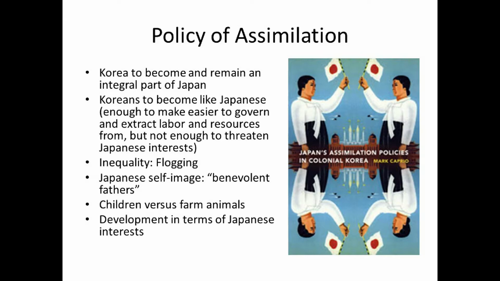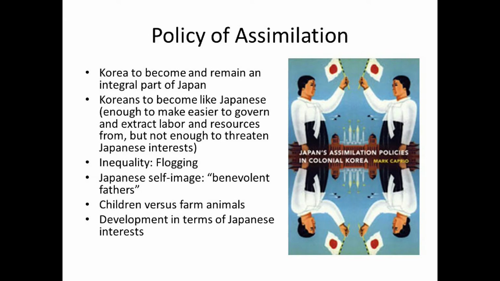Now, in practice, what this meant was that Koreans were to become enough like the Japanese to make it easier for the Japanese to govern them and extract the labor and resources from the Koreans. So, for example, Koreans would be expected to learn Japanese language. During World War II, they would even be under pressure not only to speak it publicly, but to speak it at home. Koreans would also be expected later on during World War II to change their names to Japanese names.